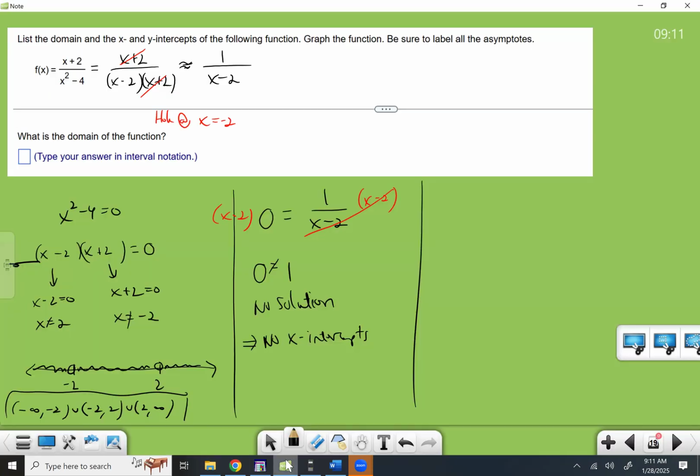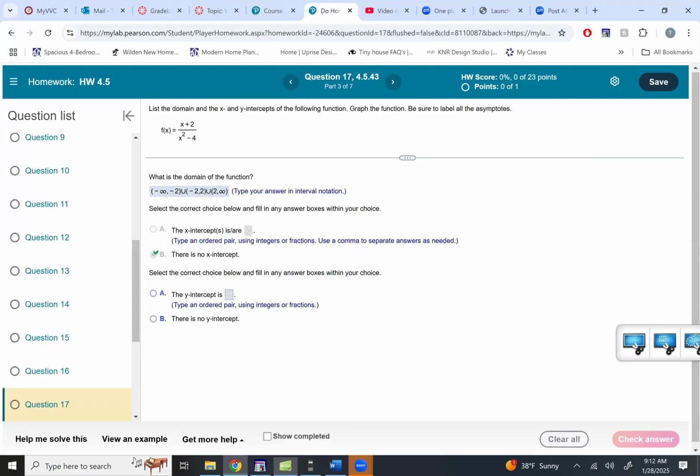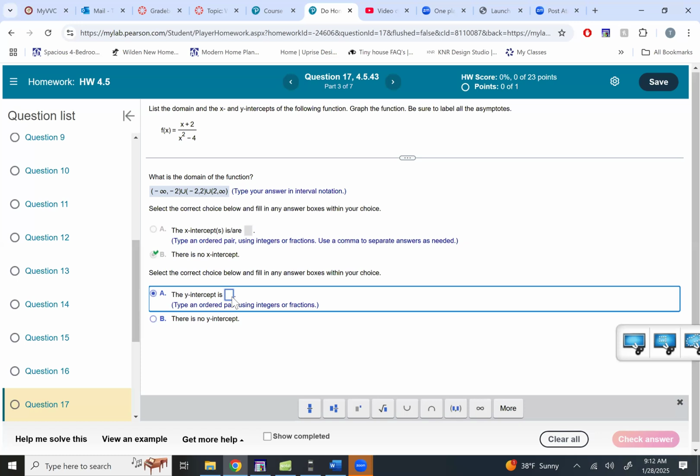Now let's find the y-intercepts. For the y-intercepts, you're going to take this function that we have, and instead of letting the y be 0, you're going to let the x be 0. So 0 take away 2 is just -2. So we end up with -1/2. So when x is 0, y is -1/2. That's going to be our y-intercept for this.